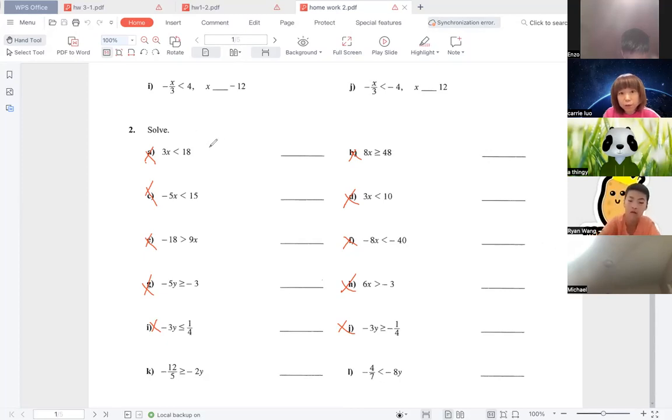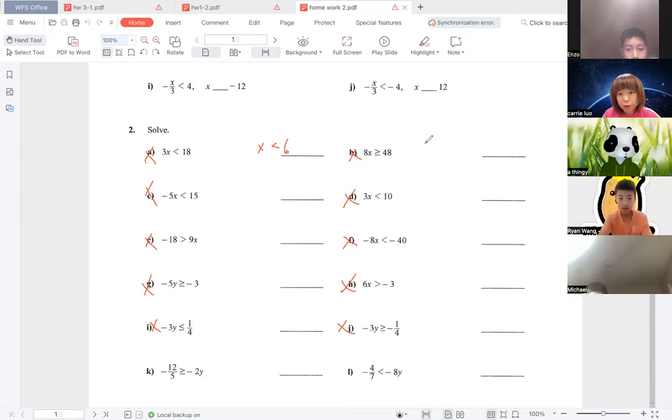Okay, so let's take a look at the first one. 3x is smaller than 18. So x is what? x equals 18 divided by 3, which equals 6. No, x is not equal to 6. x is smaller than 6. x is smaller. Get it? Yep.